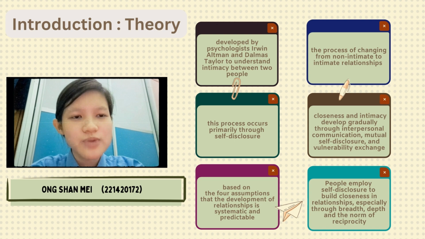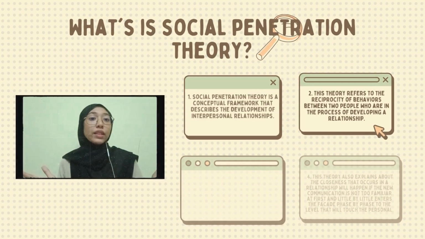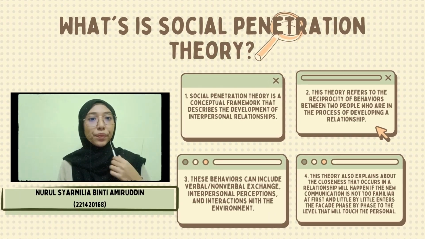This theory is based on four assumptions: that the development of a relationship is systematic and predictable. People employ self-disclosure to build closeness in relationships, especially through breadth, depth, and the norm of reciprocity. What is social penetration theory?